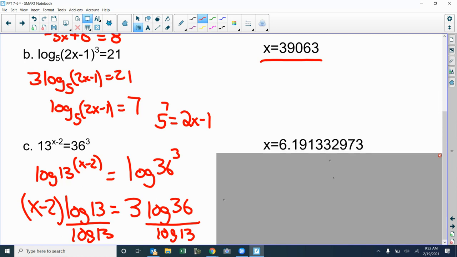Multiply it by 3. And then you're going to need to add 2 because we still just have x minus 2. So you're going to need to add 2. See if you can get 6.19, some change there. So log 36, enter, divided by log 13, enter, multiply it by 3, and then add 2 to it. How are we doing? Are we okay?